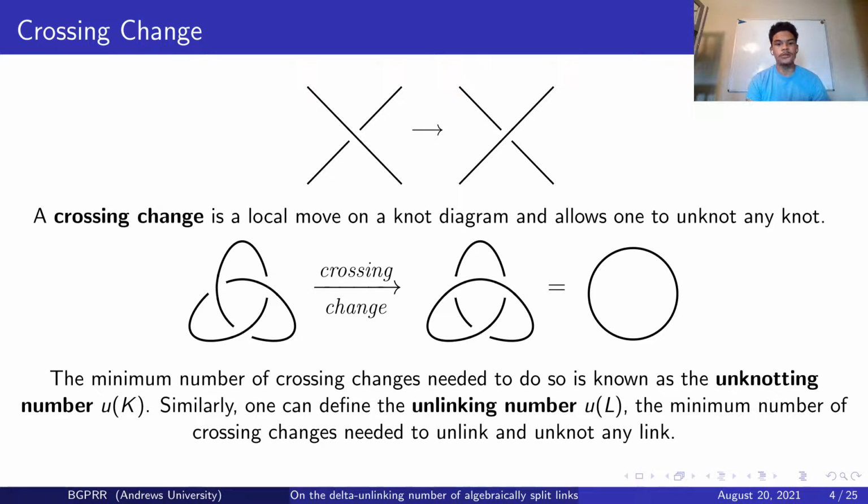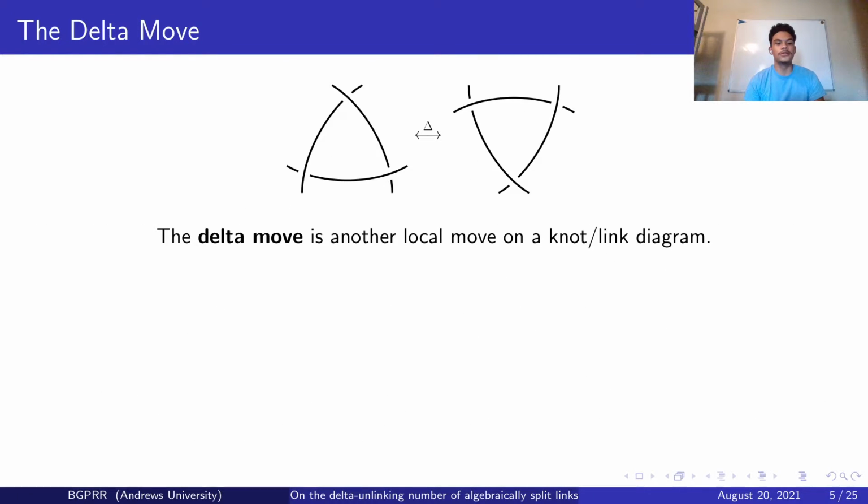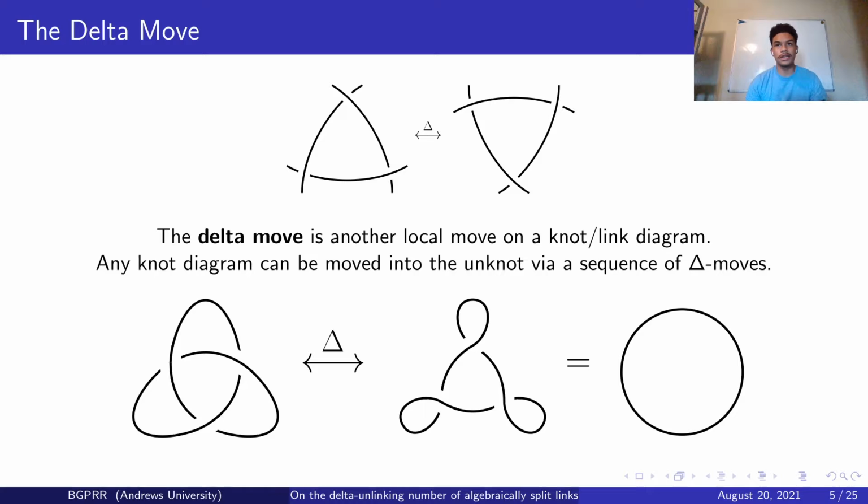On the topic of local moves, we can look at another local move, namely the delta move, which is shown in the diagram. More surprisingly and less intuitively, the delta move is also an unknotting operation, meaning we can take any knot diagram and move it into the unknot via a finite sequence of delta moves. For example, if we look back to the trefoil, we can perform a delta move right here, giving us the corresponding diagram, in which we can then untwist all the ends, giving us the unknot.